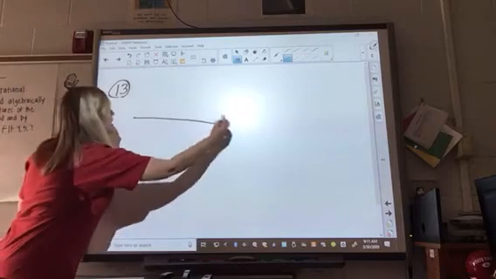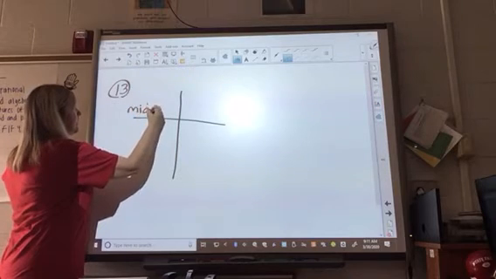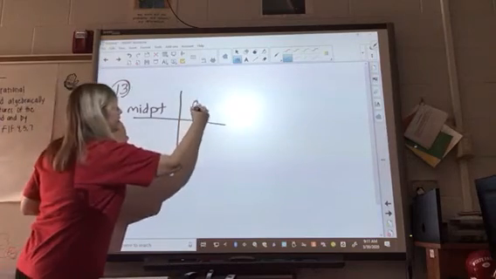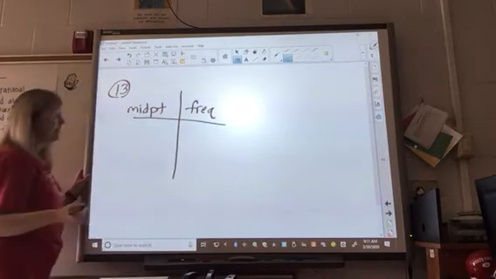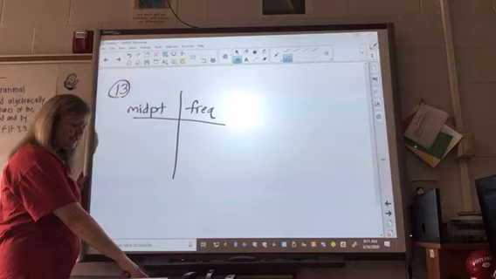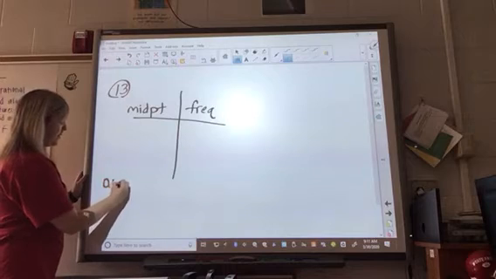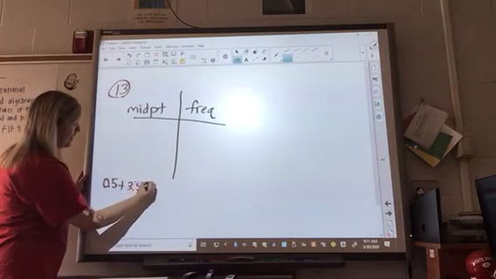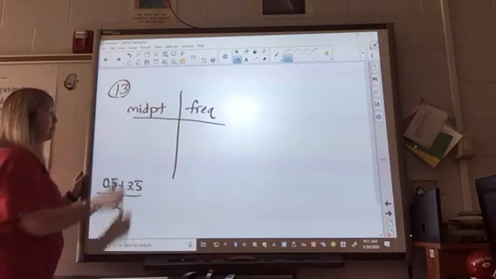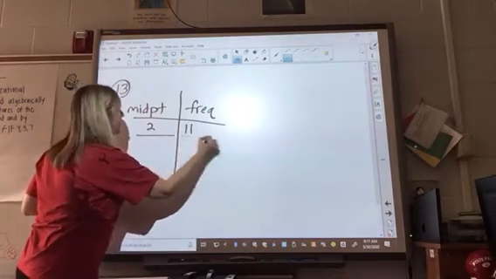Do you see you have a chart going on? What you're going to need to do is find the midpoint of those class boundaries. The frequency is going to stay the same. So with that first class boundary, I'll need to take from 0.5 to 3.5 and average those. I'm going to add those up and divide by 2. That's going to give me a midpoint of 2, and the frequency stays the same.